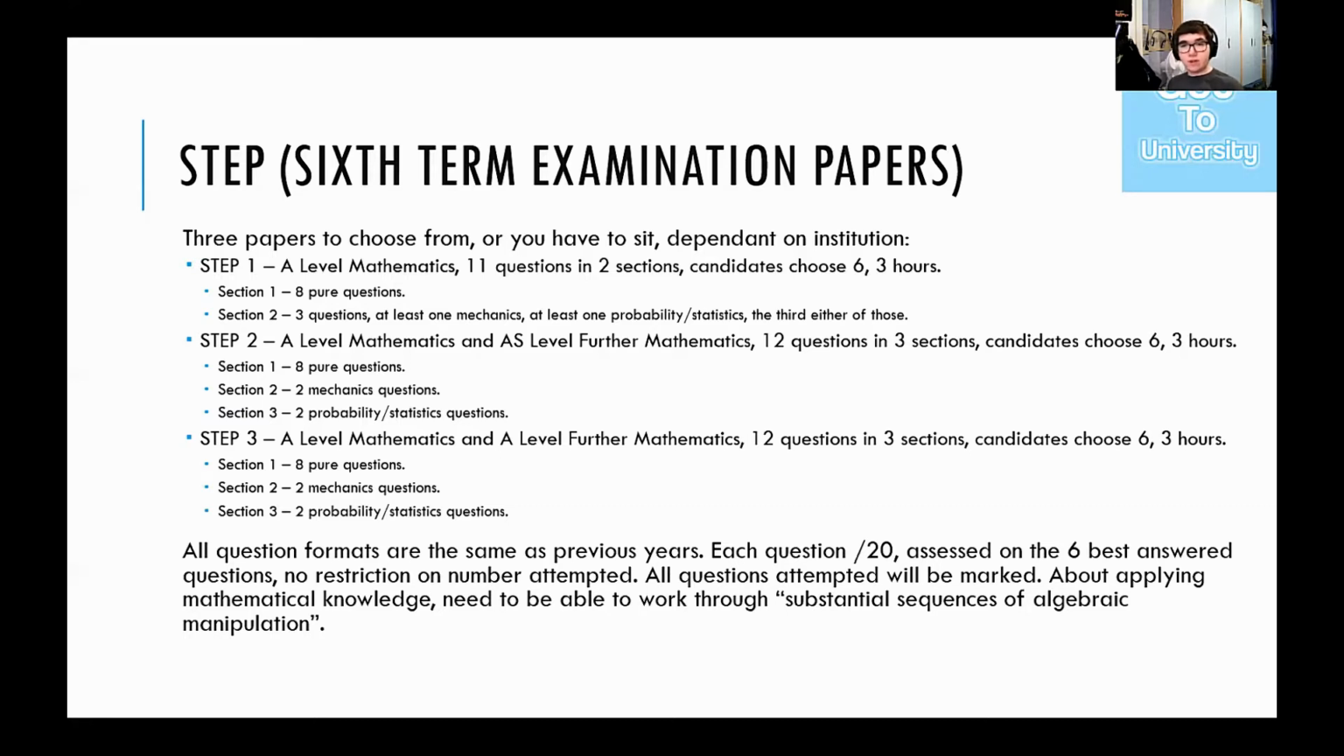Each question is out of 20, and you're assessed on the 6 best answered questions. But you could attempt all of them, let's say, and you go, oh, that question's too hard, I'll do something else. So they just mark the 6 best questions that you've done. So they mark all of your work, and then the 6 best scores is what they use. And it's only about applying your mathematical knowledge, and you need to be able to work through substantial sequences of algebraic manipulation. There's a quote there, and that is a really good website. It is the Exam Board's website, Cambridge Assessment, and a lot of this information has come from that webpage.